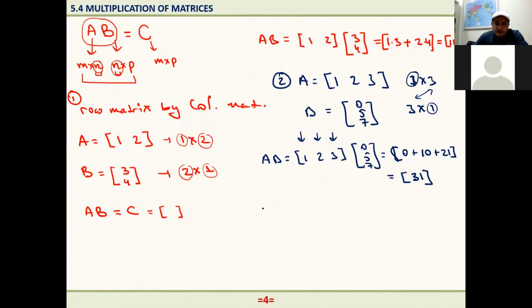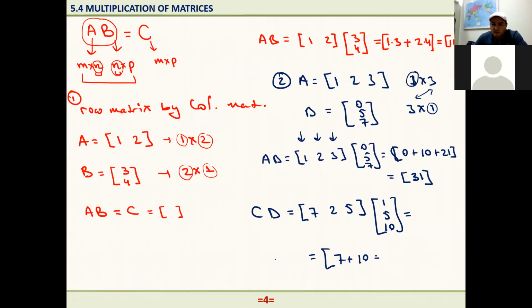Another example, let's say here we have C times D. What is C? Let's say here we have 7, 2, 5. And we have another matrix here. Let's say this 1, 5, 10. So this one is 1 by 3. This one is 3 by 1. So we can do that. And here we have 7 times 1, it is 7, plus 2 times 5, it is 10, plus 5 times 10, it is 50. So that's equal to 67. That is a 1 by 1 matrix.